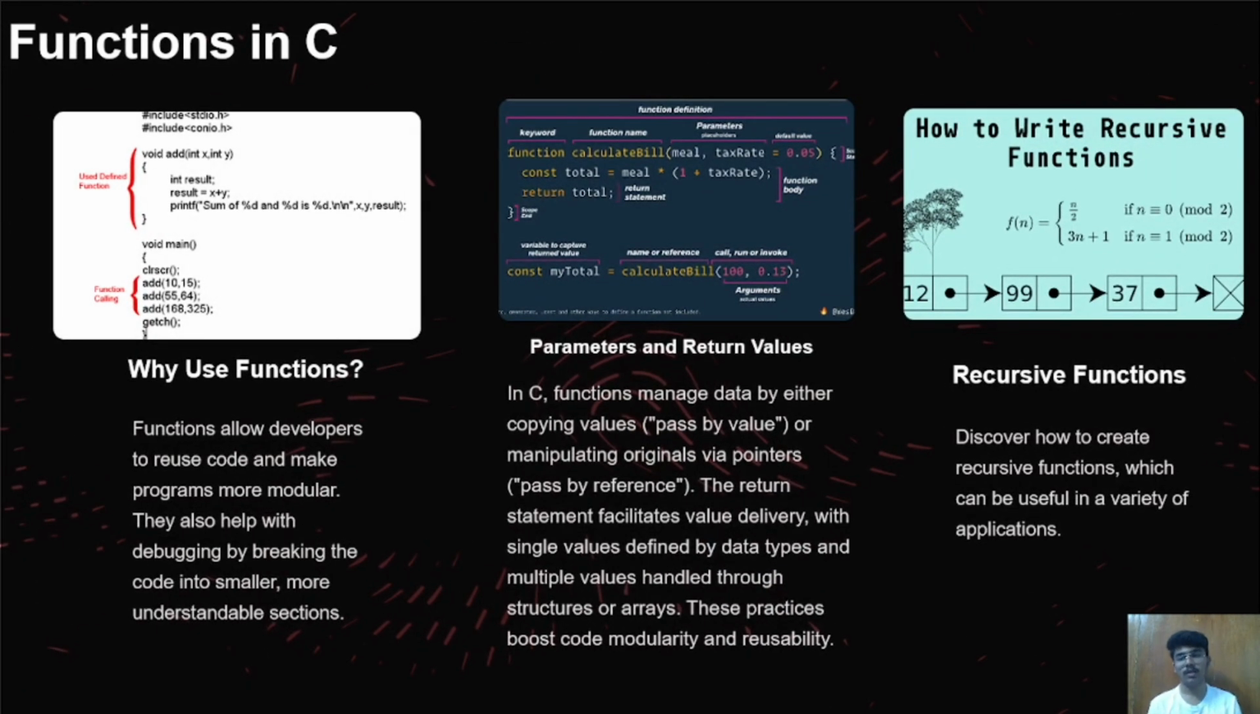Moving on to functions in C. Why do we use functions? Functions allow developers to reuse code and make programs more modular. They also help with debugging by breaking the code into smaller, more understandable sections. Parameters and return values. In C, functions manage data by either copying values, that is passing by value, or manipulating the original via pointers, that is passing by reference. The return statement facilitates value delivery, with a single value defined by data type and multiple values handled through structures or arrays, and these practices boost code modularity and reusability.